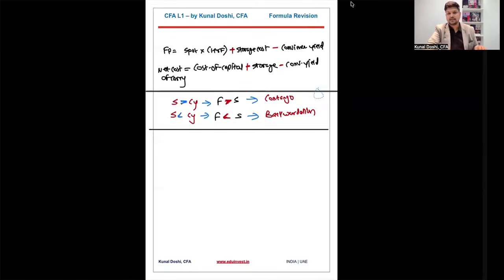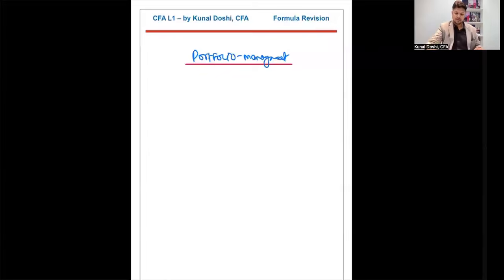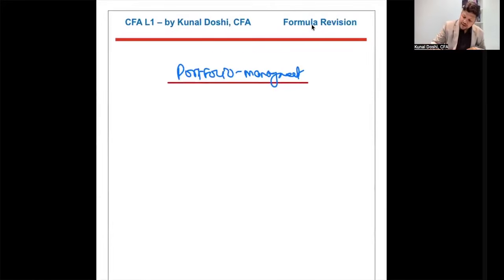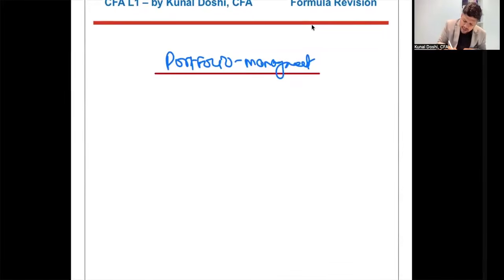Okay, yes. This is where we end alternatives. Now we start with portfolio management, and this is where you understand how the first topic of QM and the last topic and everything is connected. Now, the first reading, which is the overview, has a ratio called the diversification ratio.